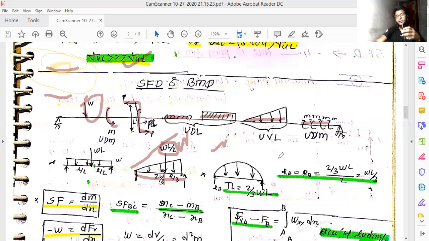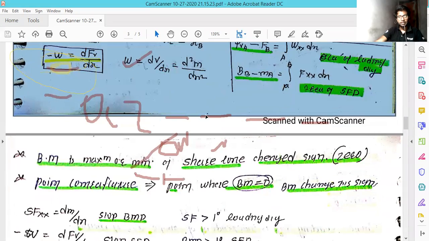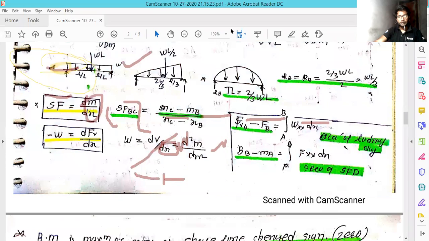If you want to find RA and RB, the unknown forces at both ends of the structure, the load is equally distributed on both ends. So the entire magnitude is 2 by 3 WL divided by 2, and that becomes 1 by 3 W into L. You should keep this in mind, and this is how we look at this example.